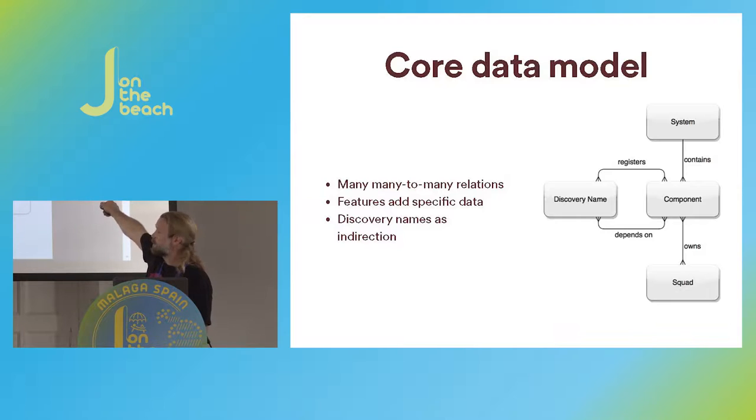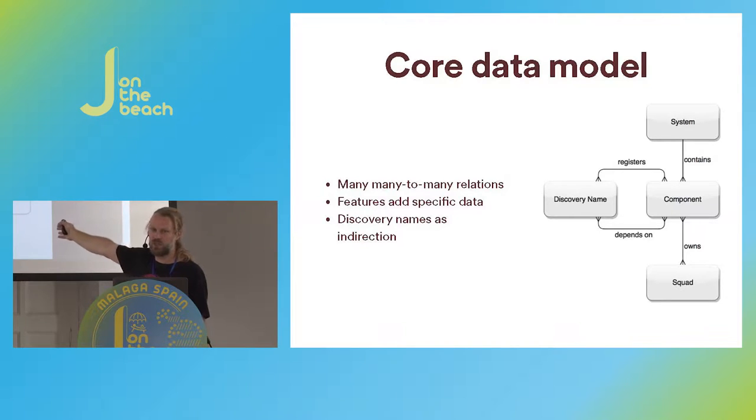A squad owns a component and can own many components. Obviously, we have 100 squads and 1,600 things, so we have to have shared ownership like that. The interesting thing is the other direction. More than one squad can be owners of a particular component.